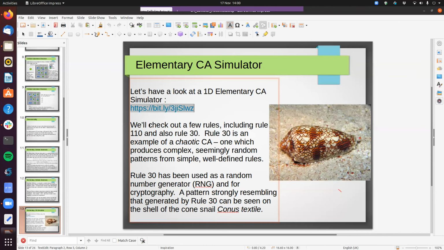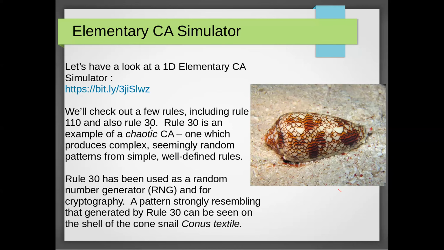What's even weirder, I think, is that rule 30, the one I've just shown you, is an example of something known as a chaotic cellular automaton. So it's one that produces these complex, seemingly random patterns from these really simple, well-defined rules. So we saw those sort of triangles appearing apparently at random, just this randomness within this ordered pattern in the background.